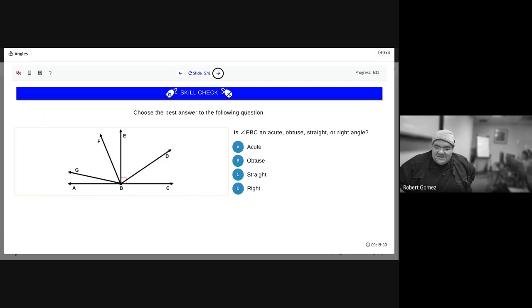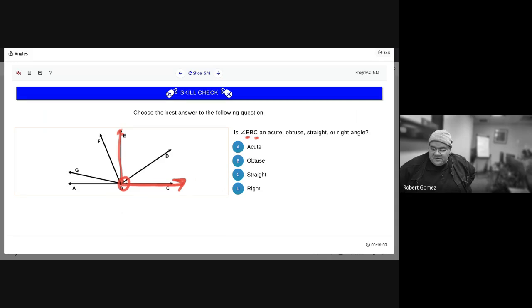Now, our vertex, thank goodness, is always going to be B. Right? Our vertex is always going to be B. Now, we're looking for EBC, so I'm looking for E. That's one ray. And I'm also looking for C, and that's going to be this one right here. Okay.